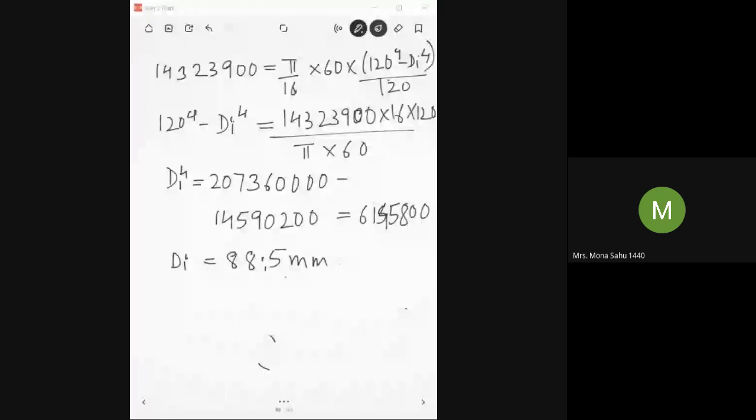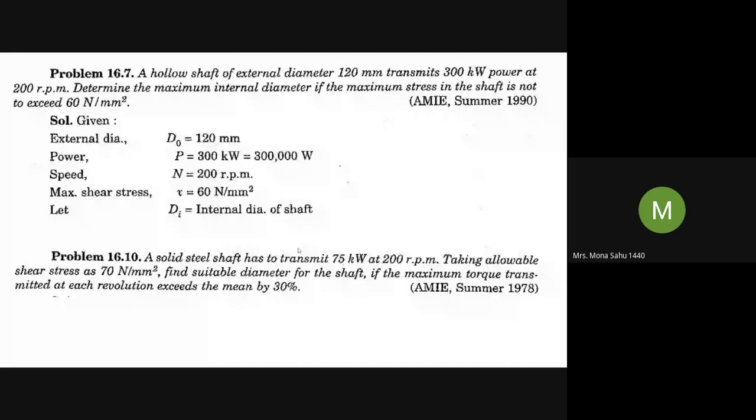Okay, so I'm just gonna stop sharing and share the question. So the next question is 16.10. Okay, a solid steel shaft has to transmit 75 kilowatt at 200 RPM. So power is given. Okay, so here power is given as 75 kilowatt.